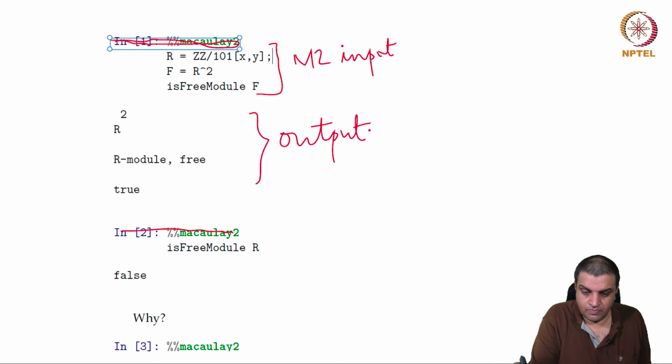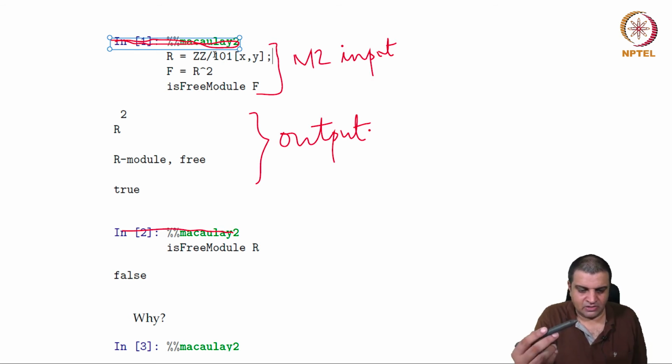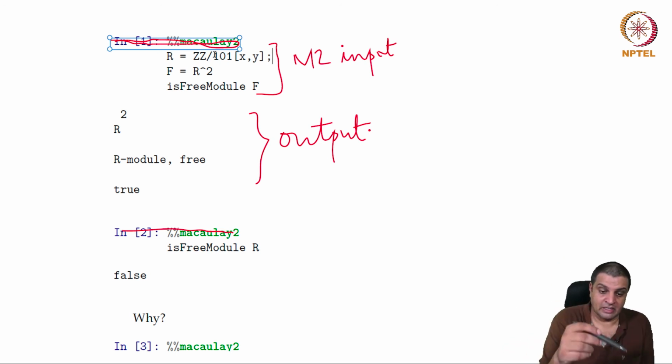We define R to be a polynomial ring in two variables over some small finite field, so that all computations are done quickly. Then the way we specify a free module is a caret and a number. So this is a free module of rank 2. Then we ask, is it a free module? This is a function which takes an input module and returns a Boolean output, and here it says it is free. So then we ask, is R a free module?